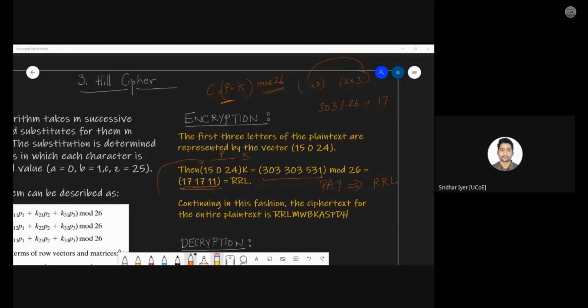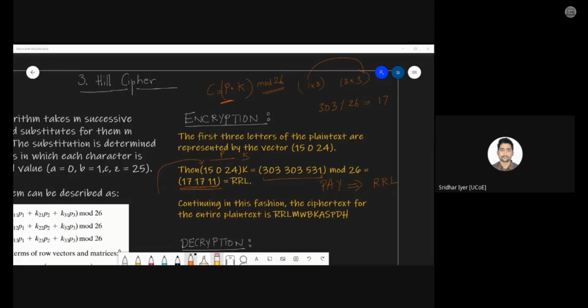So what we do is we convert the plain text, which is of size 12, into four groups of size 3. 3 into 4, 12, right? So we will now work on each of those individual groups separately. That is what we are doing over here. We have converted the PAY into its equivalent numbers, the numbers being 15, 0, and 24.